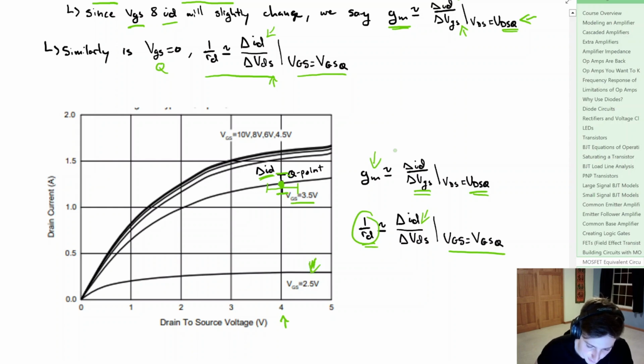Now let's say V_GSQ is equal to 2.5 volts, and we were looking at how i_d changes if we change v_ds. So let's say we have a flat line here. So we don't really say that i_d is changing at all. So we would say that 1 over r_d is approximately equal to 0 over v_ds. And if we actually flip this, we would find that r_d tends towards infinity.